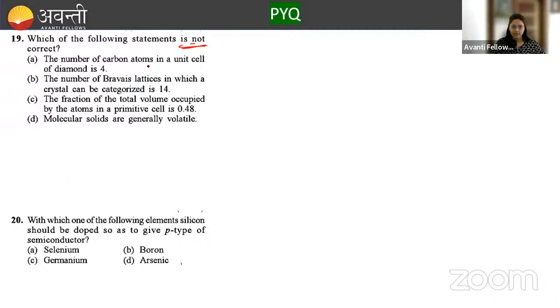The number of carbon atoms in a unit cell of diamond is 4. The number of Bravais lattices in which a crystal can be categorized is 14. Next, the fraction of total volume occupied by the atoms in a primitive cell is 0.48. Molecular solids are generally volatile. So here, which is the not correct statement? So the number of carbon atoms in the unit cell of diamond is 4. So this is true. Okay.